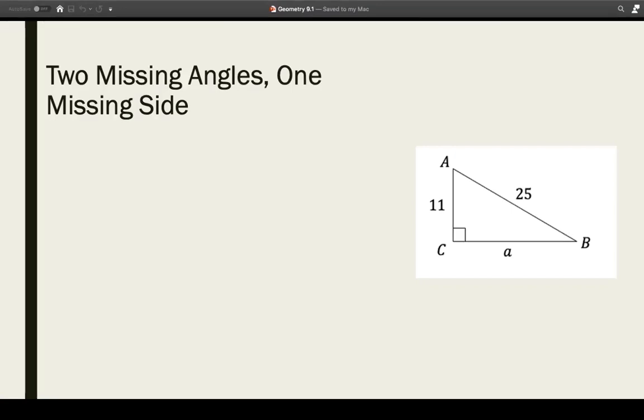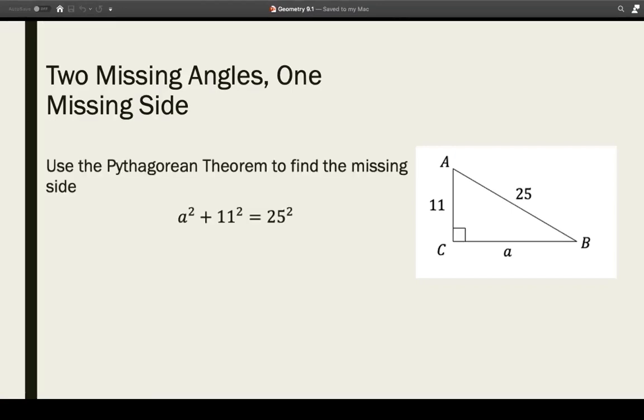To do that, we're going to use the Pythagorean theorem. We set up a squared plus 11 squared equals 25 squared. That gives us a squared plus 121 equals 625. We isolate the a squared by subtracting 121, and then we take the square root. In this case, we're not going to worry about simplifying this. We're just going to put that right in the calculator and report the measurement rounded to 2 decimal places. So a is approximately 22.45. All right, so we found the missing side.